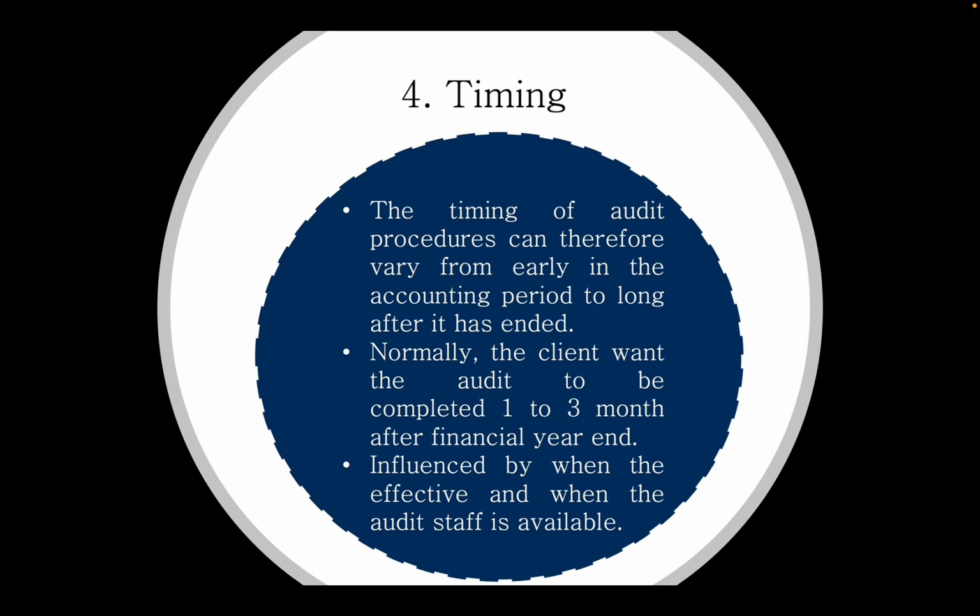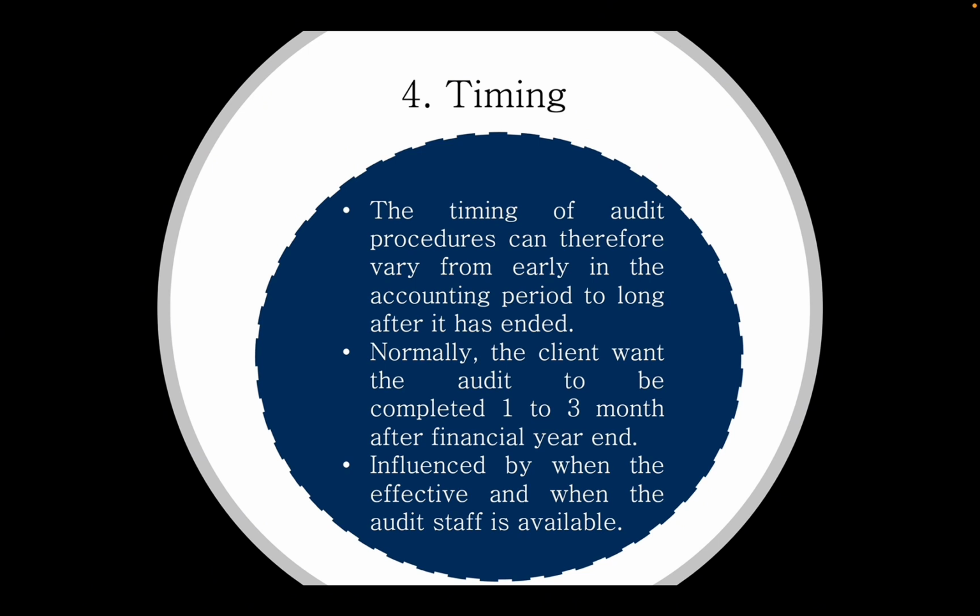Lastly, timing, which is when the auditor has to perform audit procedures. The timing of audit procedures can therefore vary from early in the accounting period to long after it has ended. Normally, the client wants the audit to be completed from 1 to 3 months after financial year end. However, timing is also influenced by when the auditor believes that the audit evidence will be most effective and when audit staff is available. In a nutshell, timing is a fundamental aspect of audit planning.